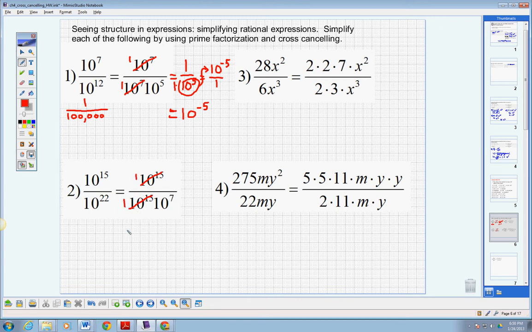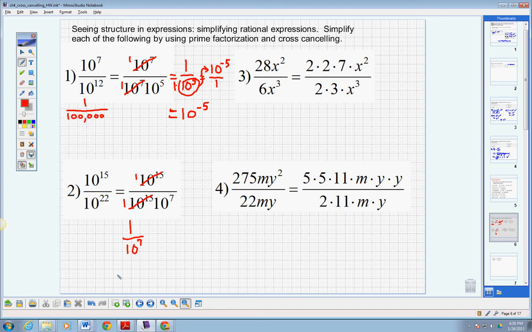Makes it easy on us. You're left with 1 over 10 to the 7th power. And understand, we're taking 1 and dividing it by a really big number, a 1 followed by 7 zeros. I know a 1 followed by 6 zeros would be a million, so a 1 followed by 7 zeros would be 10 million. 1 divided by 10 million.